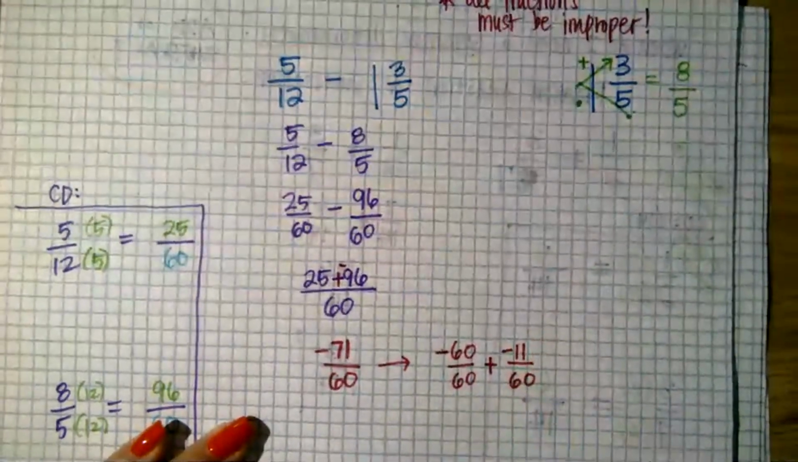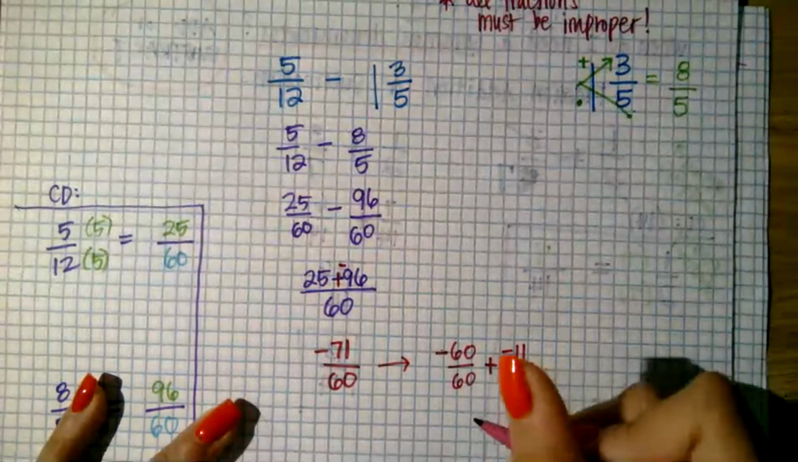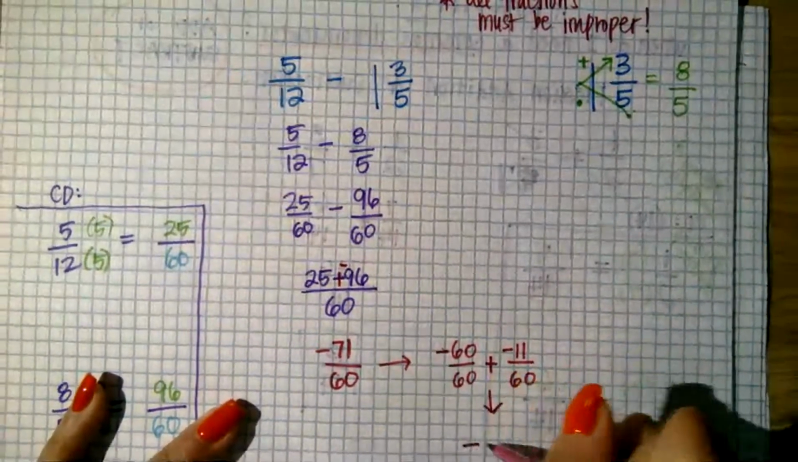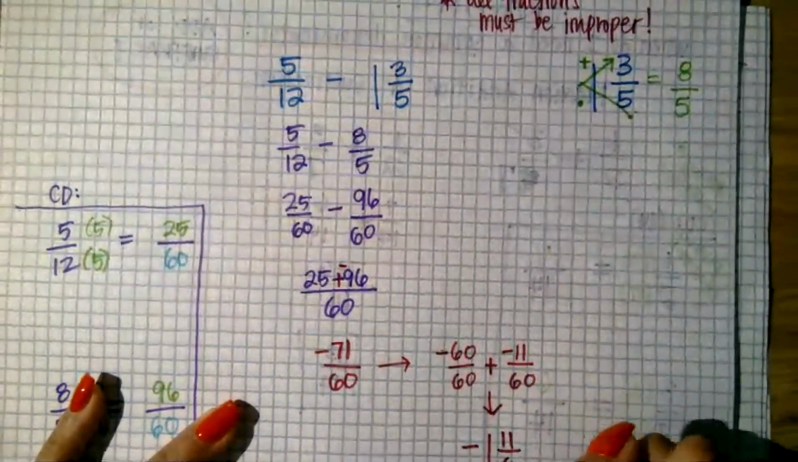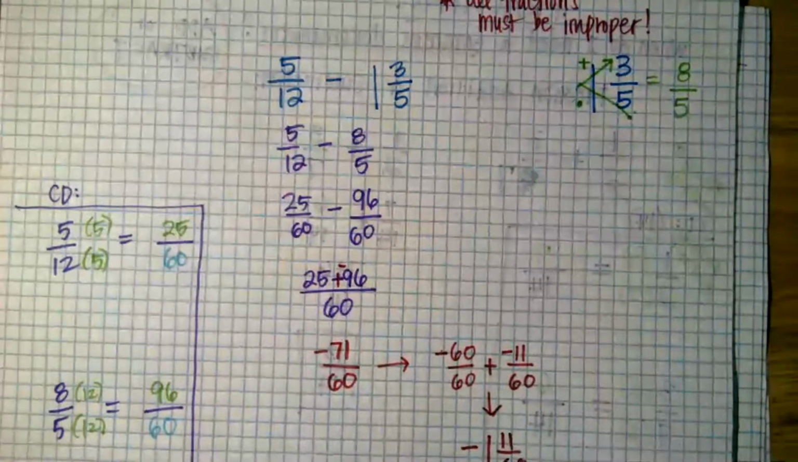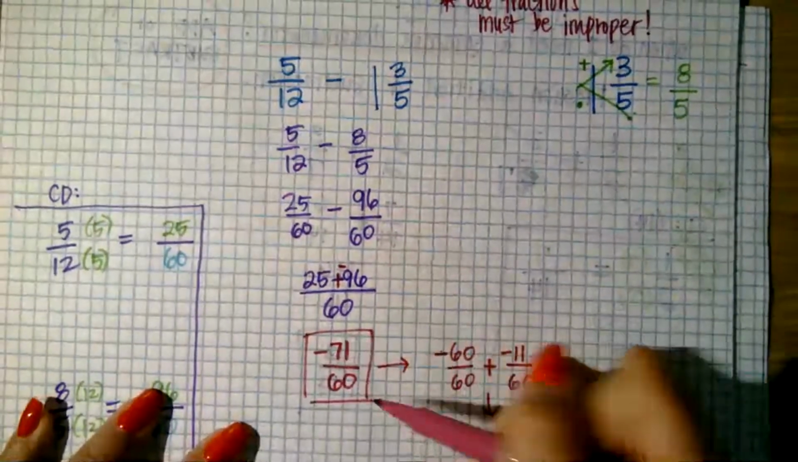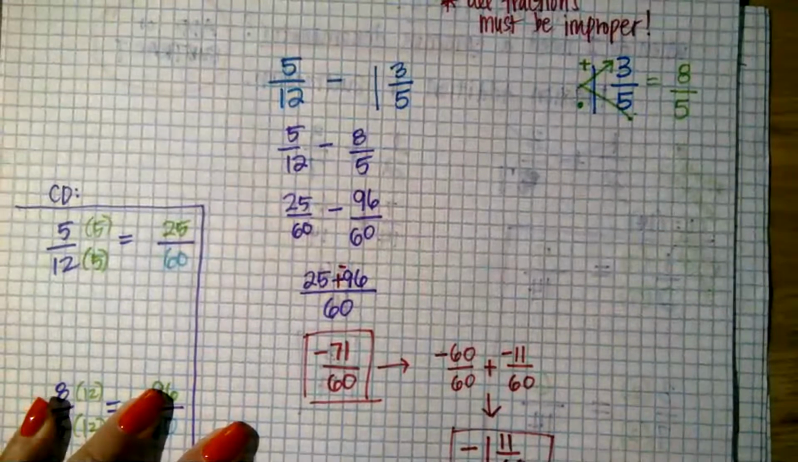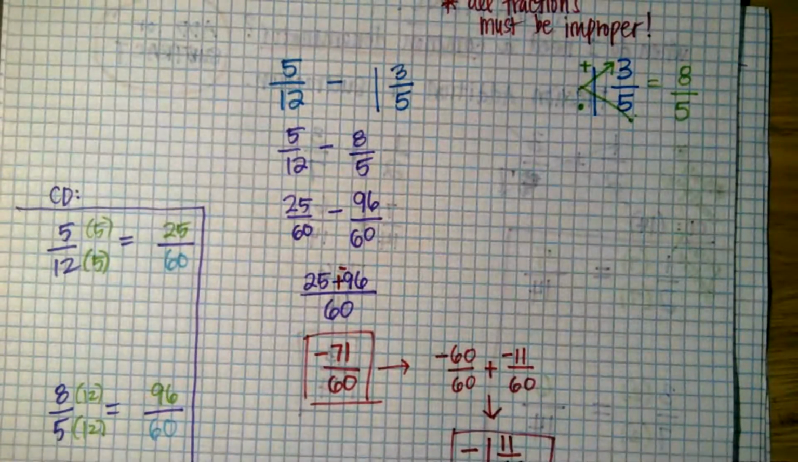And 11 and 60 don't match. I don't have anything else to reduce. So this is going to be negative 1 and 11 over 60. Okay? So these are my answers right here.